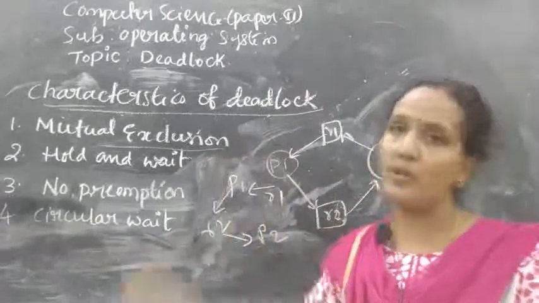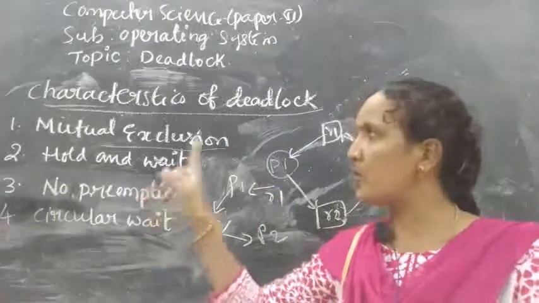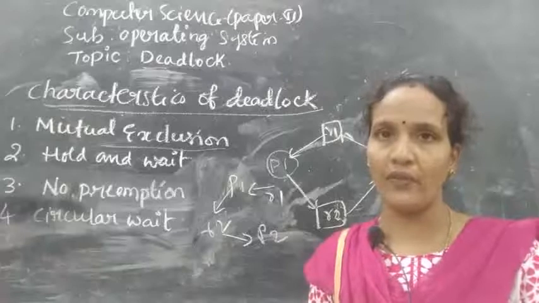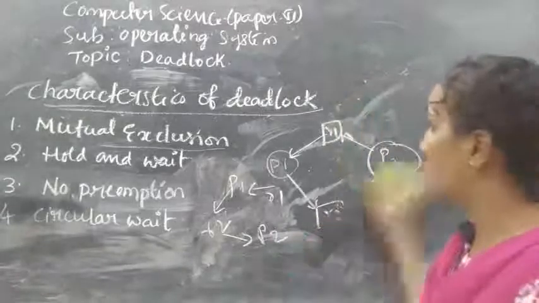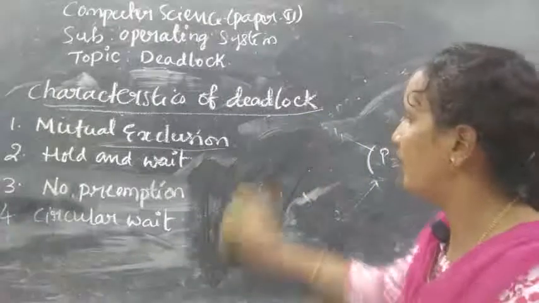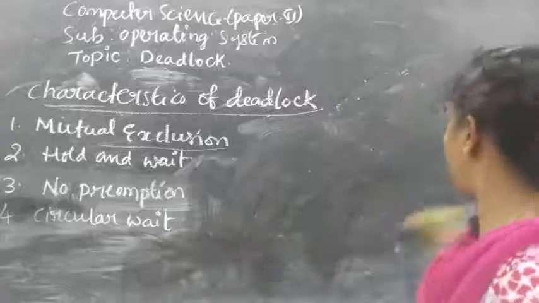This situation may also lead to deadlock. Understood? So that is why it is also one of the characteristics of deadlock. Clear, all of you? Now come to the third one. What is the third one? No preemption.